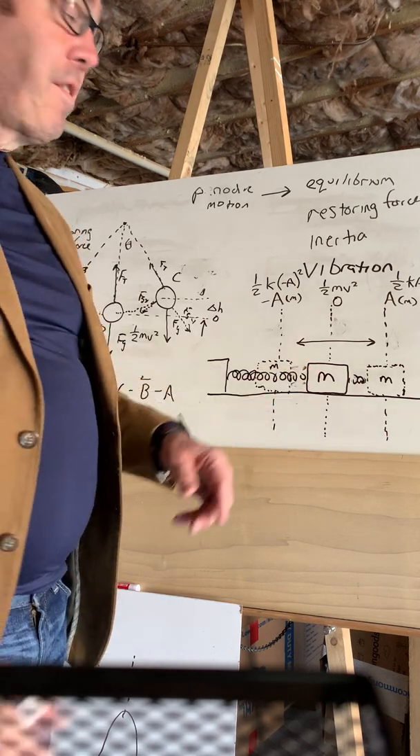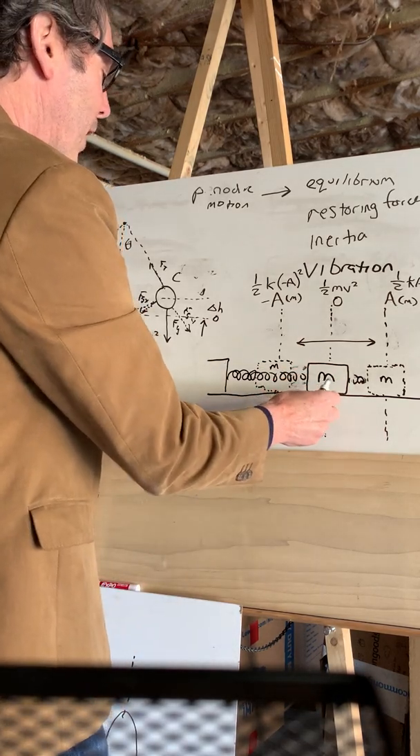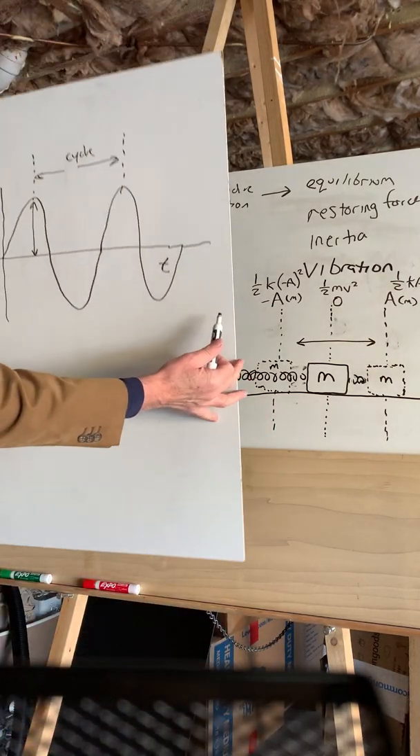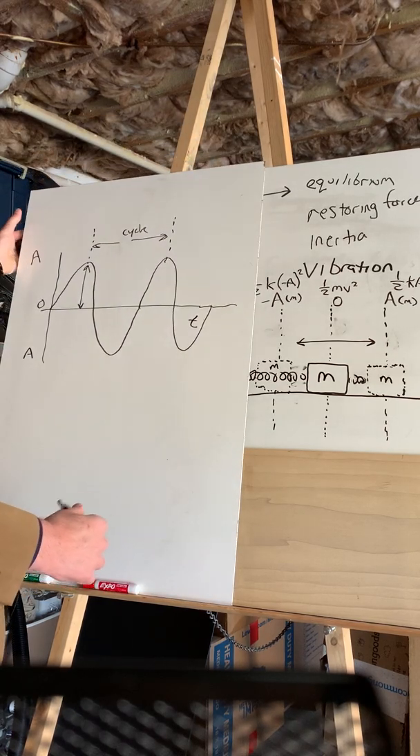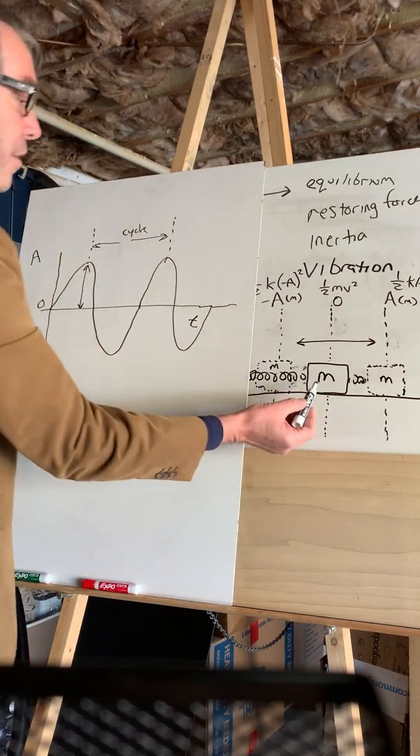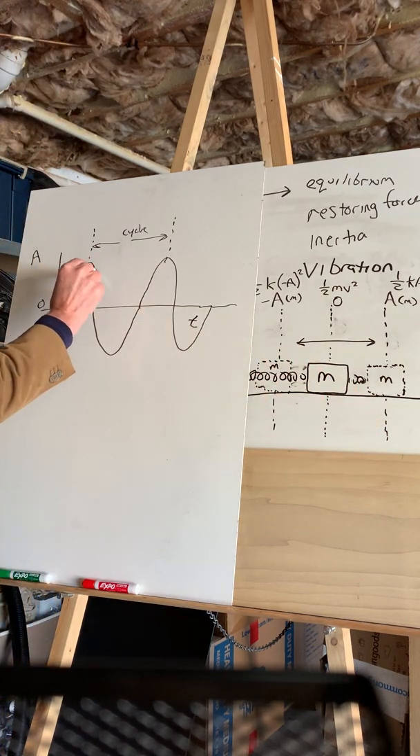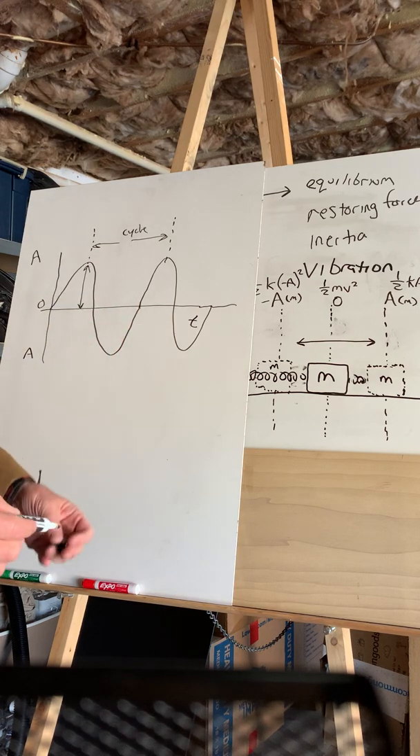Now, same thing happens here. This spring mass system, and we can, in fact, use the exact same graph. The spring mass system starts at equilibrium, displaced to positive A, then comes back through to negative A, and then back to equilibrium.